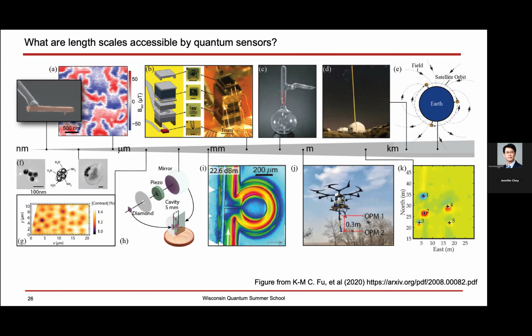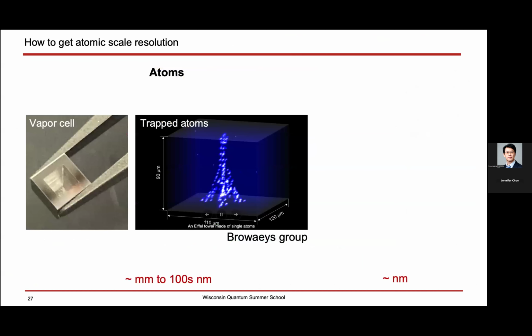So how small can you prepare, let's say, an atomic sensor? Well, you do need a vapor cell, and that already gets you stuck in terms of the physical size of your vessel to millimeter scale. Let's say that's not a problem and you just want some kind of spatial resolution. Then you can use optical traps. For example, this is from Antoine Browaeys' group in France, where they trap arrays of atoms using optical traps.